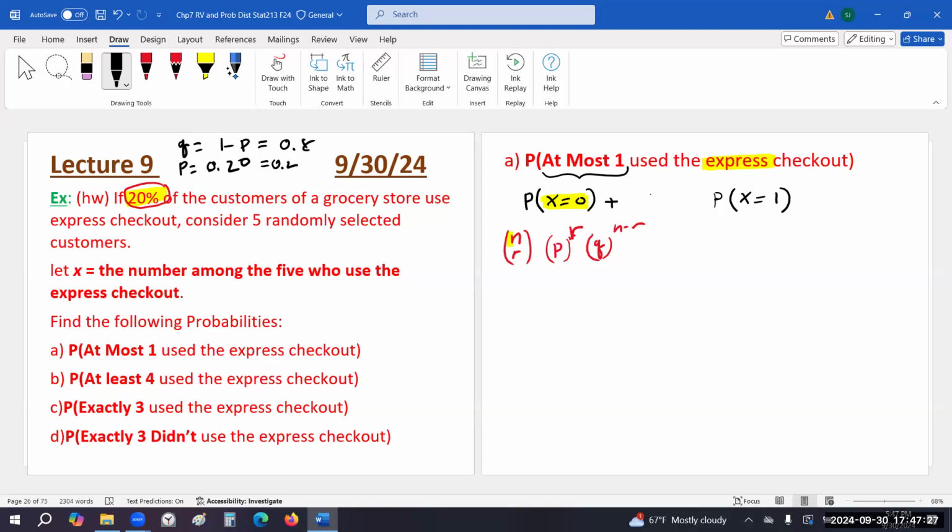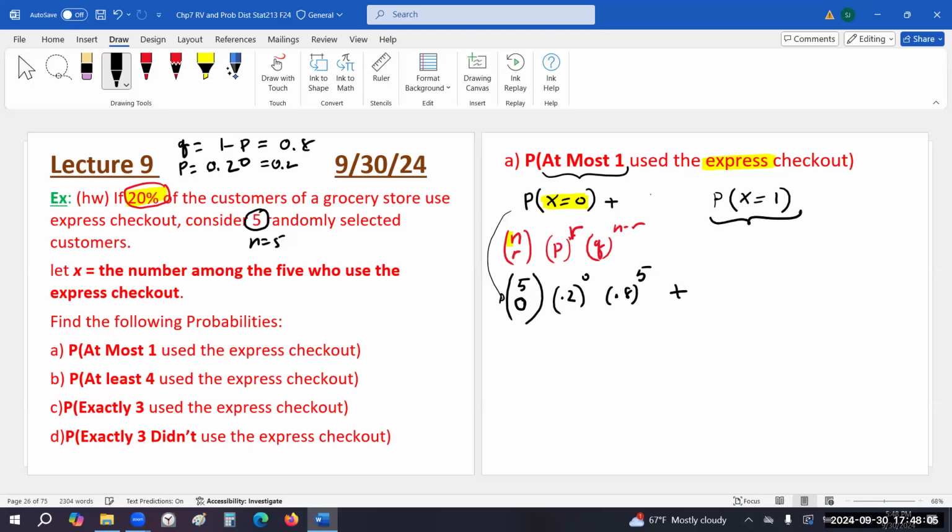Okay, so we have total N is 5. So in here, we have a total of 5 people. We want to see 0 people use it from 5. So we are choosing 0 from 5. Our success rate to the power 0, our failure rate to the power 5 minus 0, which is 5. So that's the probability that nobody used that express checkout.